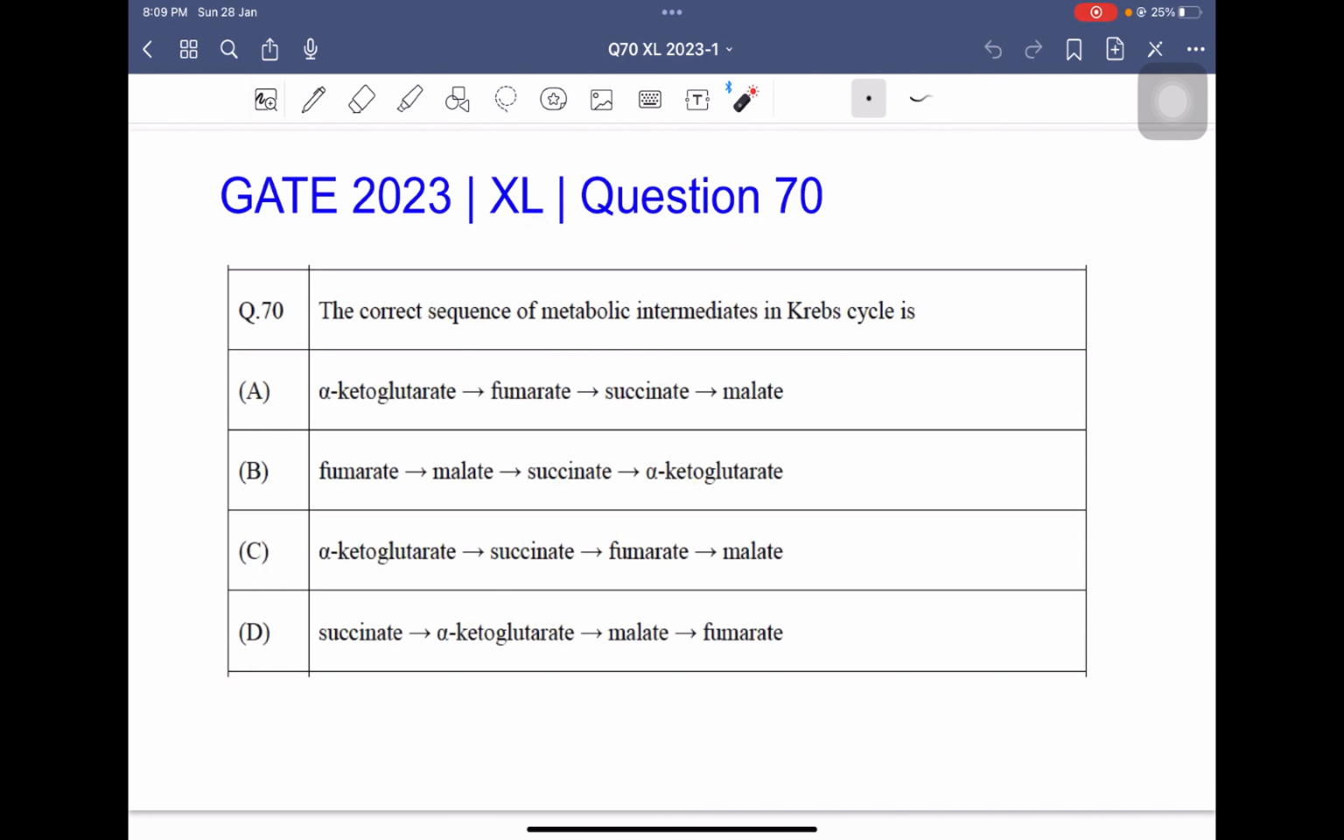And the question states, the correct sequence of metabolic intermediates in Krebs cycle is A. Alpha ketoglutarate to fumarate to succinate to malate, B. Fumarate to malate to succinate to alpha ketoglutarate, C. Alpha ketoglutarate to succinate to fumarate to malate, and D. Succinate to alpha ketoglutarate to malate to fumarate.